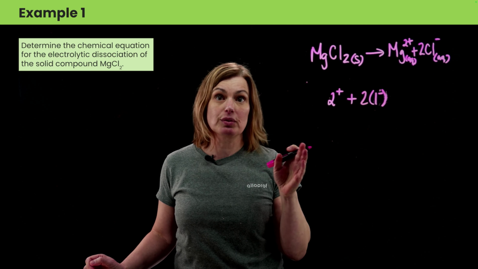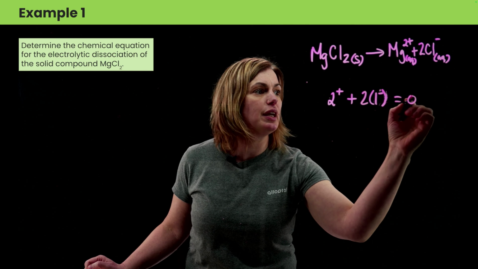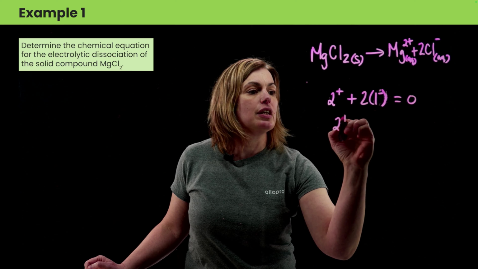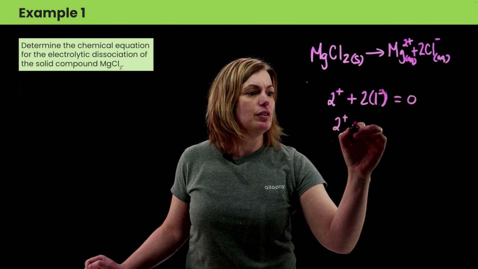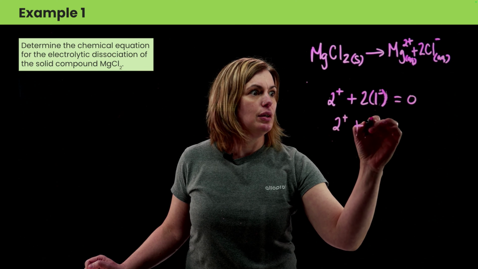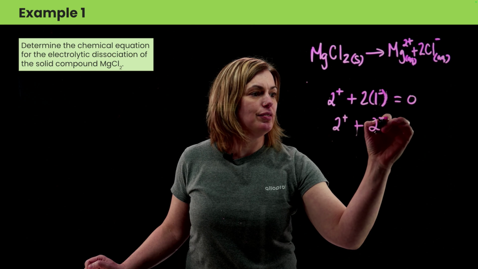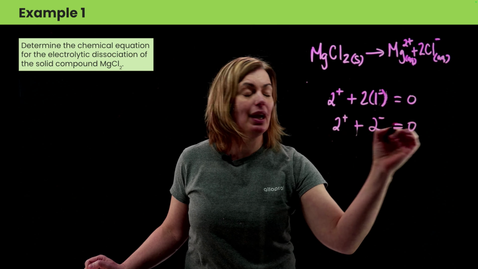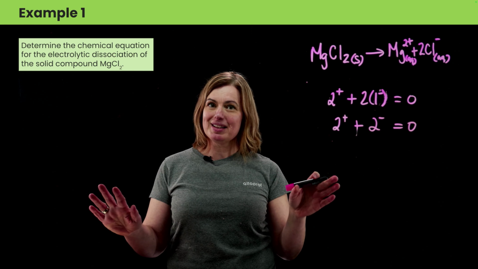And there's 2 of them. So I'm going to multiply that by 2. This should be getting me to 0. Let's just take a look. If I have 2 positive plus 2 negative, I have an overall charge of 0. So everything balances and we're good.